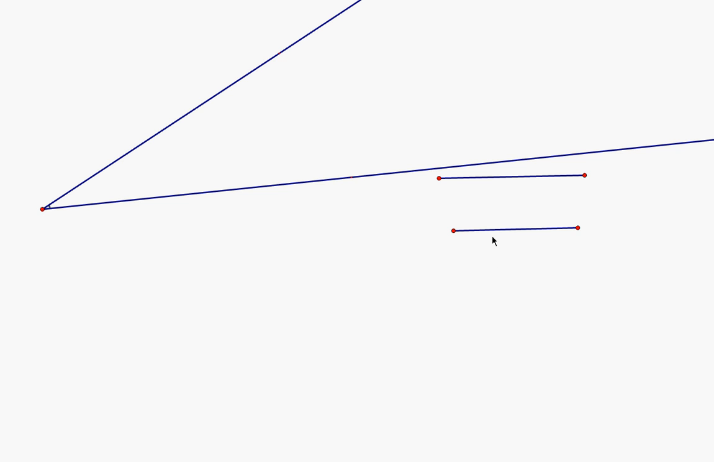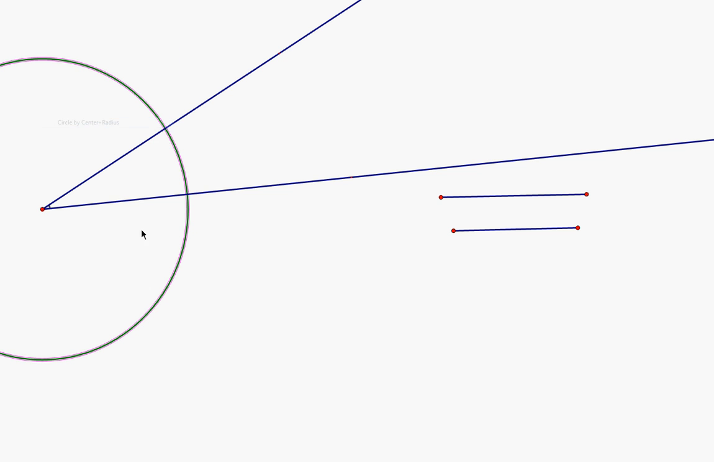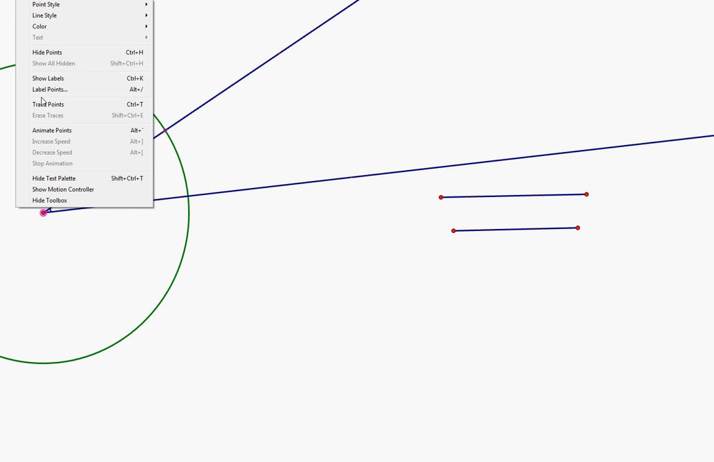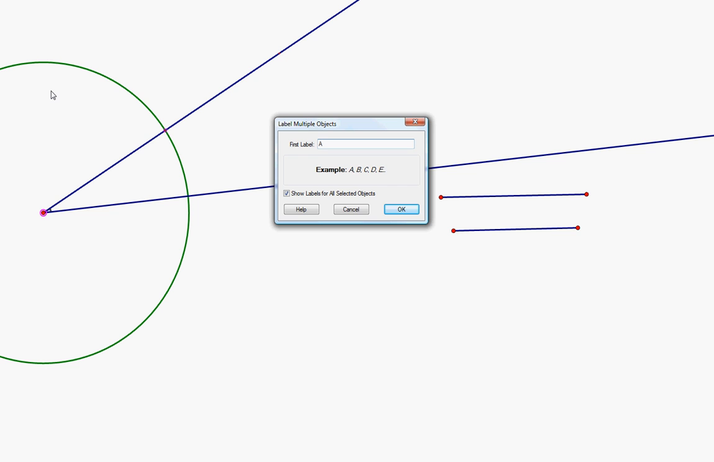And I will try to find the point on this side of the angle that will be making one of the given sides. So I'll try to build my circle, and here is my intersection, which makes me the first given side. Okay. So now we want to label our points, so I'll label those 2 points as A and B.